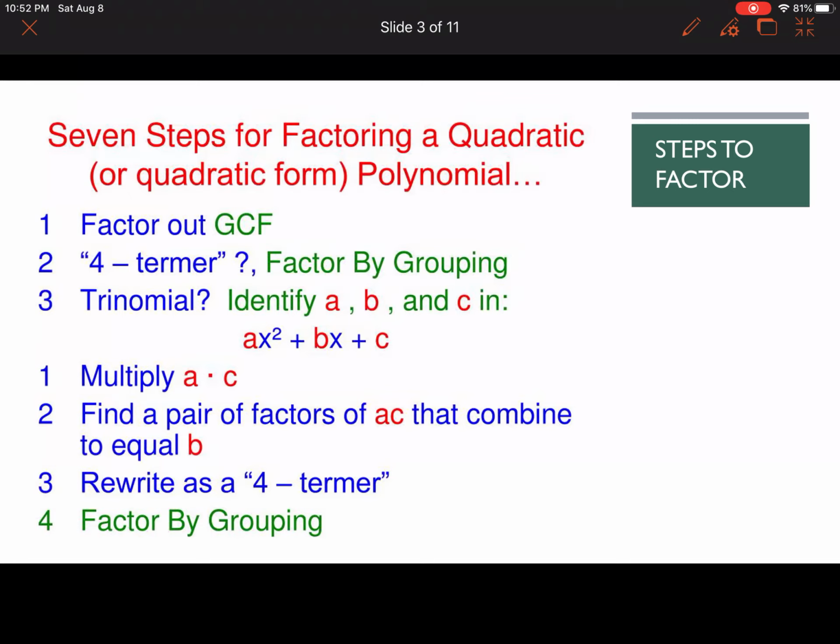It's essential that you can find the 2 magic numbers, 2 numbers that multiply to a times c and add to b. And then the last thing we're going to do is take out our GCF from each group.